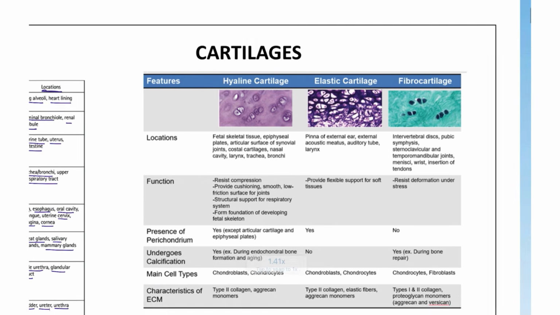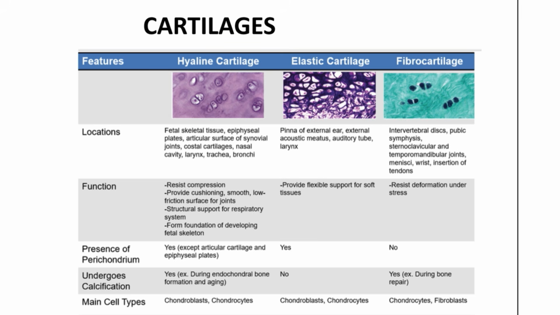Next, moving on to the cartilages. In the cartilages we have three types: hyaline cartilage, elastic cartilage, and fibrocartilage. Hyaline cartilage is present in the larynx, trachea, bronchi, costal cartilages, and also synovial joints. Next, elastic cartilage is present in the external ear and external acoustic meatus, auditory tube, and the larynx. Fibrocartilage is present in the intervertebral disc, pubic symphysis, sternoclavicular and temporomandibular joints.